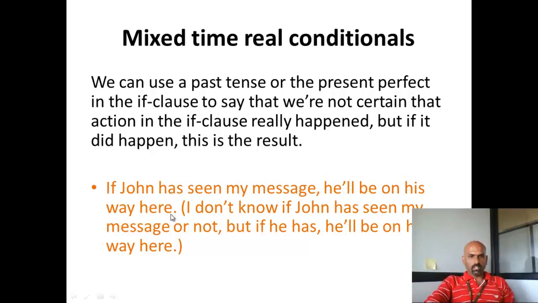Actually, this kind of thing we have seen in the previous lesson also. If the paint has dried, in that example we used in the zero conditional, if you remember, the same kind of usage. If John has seen my message, he will be on his way here. Actually, I don't know if John has seen my message or not, but if he has, he will be on his way. You are saying that you are not sure whether John has seen your message, but if he has, he will be on his way here. Otherwise, he may not.